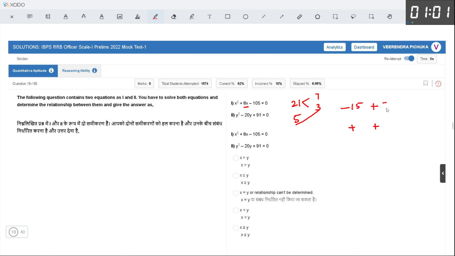15 minus 15 plus 7 minus 8. Right? And here 91. That means 13 into 7 directly. If you know the 13 table, definitely you can write directly. 13 into 7. Why 13 into 7? Because 13 plus 7 is 20. 13 into 7, they already have equal numbers there. So x less than or equal to y. Right?